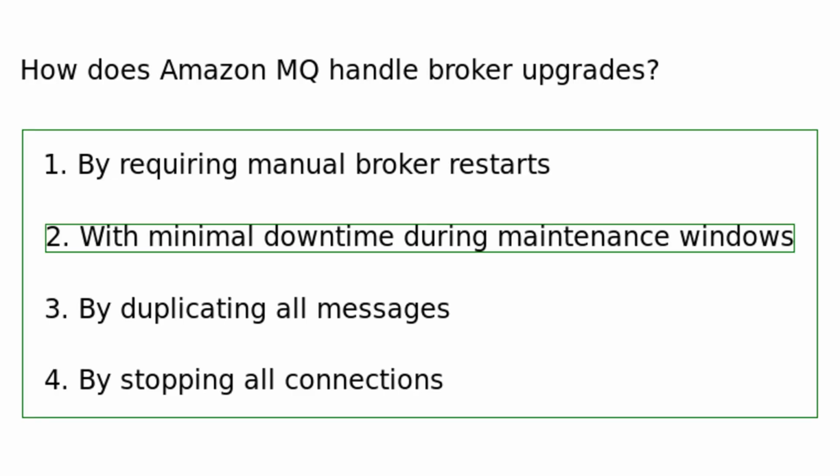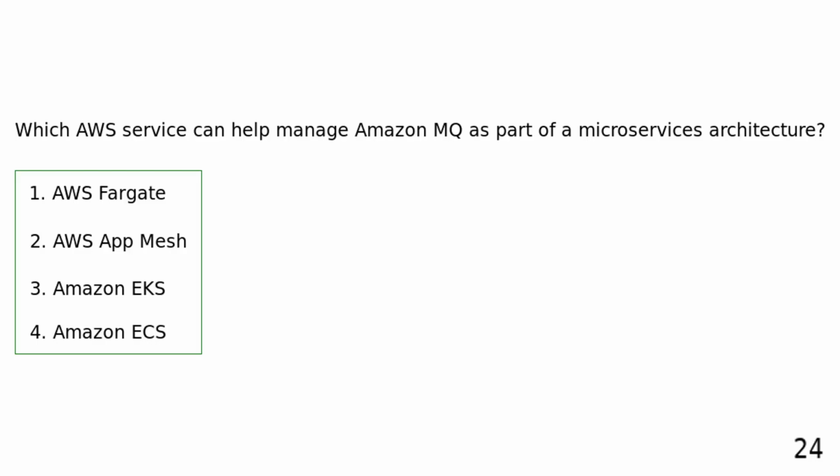Amazon MQ performs broker upgrades with minimal downtime during scheduled maintenance windows, ensuring service continuity. Which AWS service can help manage Amazon MQ as part of a microservices architecture? AWS Fargate. AWS App Mesh. Amazon EKS. Amazon ECS.